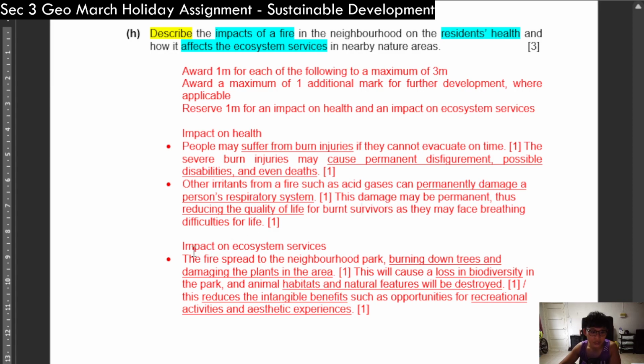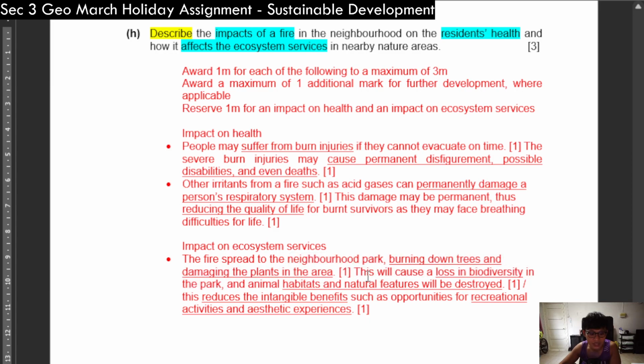Then as to the impact on ecosystem services, the fire may spread throughout the neighborhood park, burning down trees. So why neighborhood park? Because the question here says in nearby nature areas. So the fire may spread in the park, burning down trees and damaging the plants in the area. So this is the key idea.